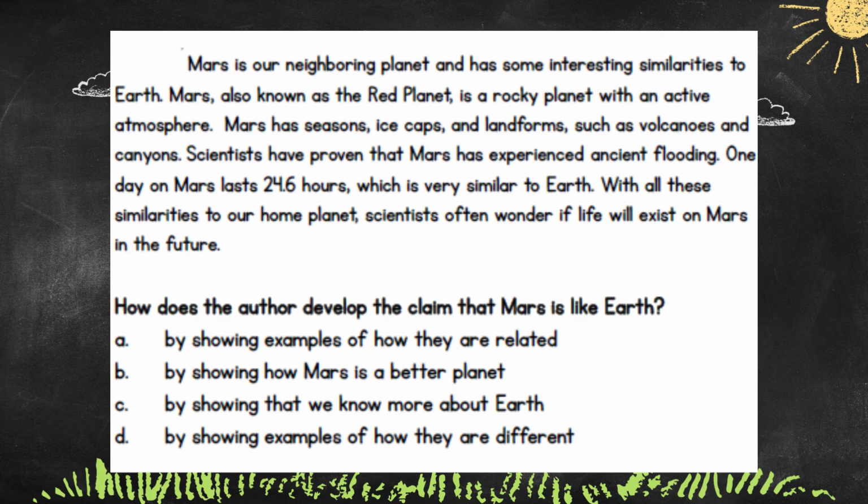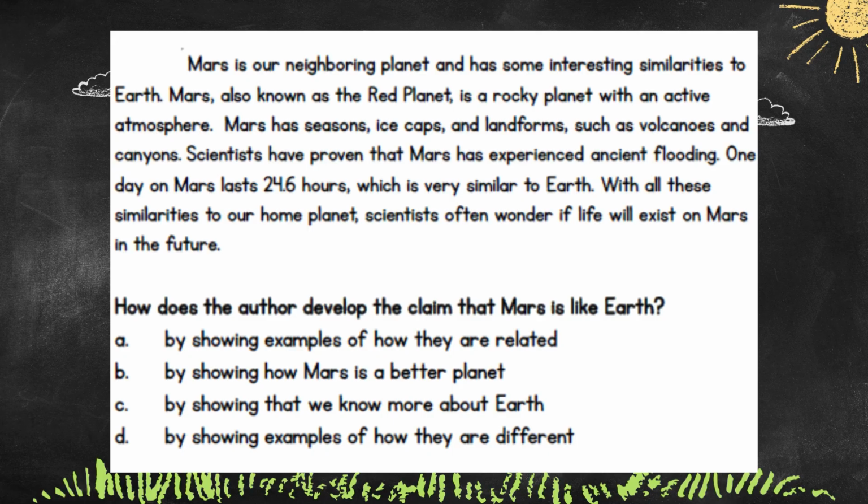So let's look at an example of author's claim. Mars is our neighboring planet and has some interesting similarities to Earth. Mars, also known as the red planet, is a rocky planet with an active atmosphere. Mars has seasons, ice caps, and landforms such as volcanoes and canyons. Scientists have proven that Mars has experienced ancient flooding. One day on Mars lasts 24.6 hours, which is very similar to Earth. With all these similarities to our home planet, scientists often wonder if life will exist on Mars in the future.